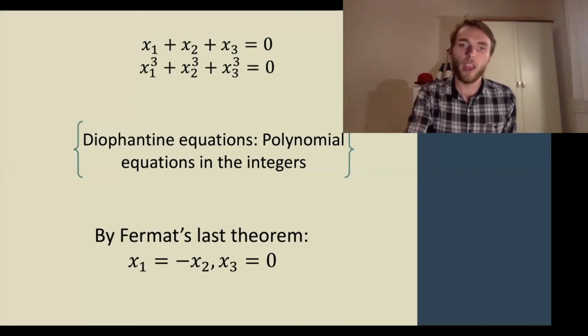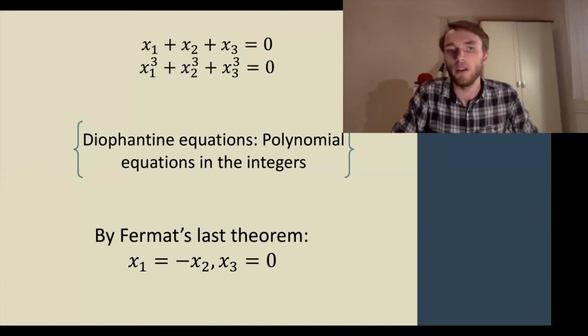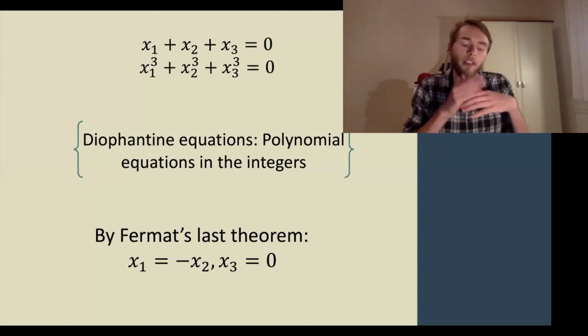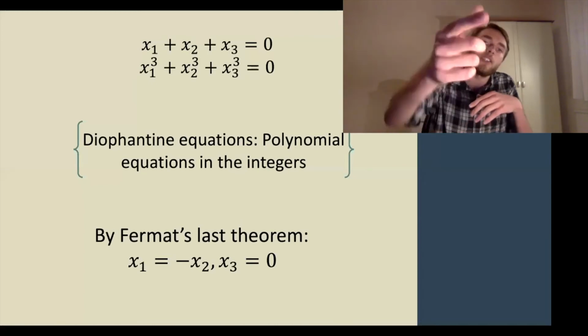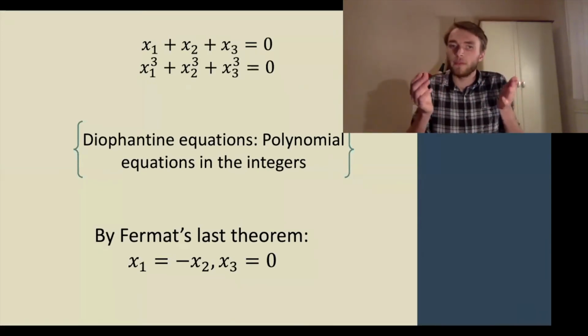In other words, the only solution to this is if one of these charges, x3 for example, is 0, and the other 2 are the negative of each other. So x1 equals minus x2. And if you substitute those into the first equation, you can show that they are satisfied.